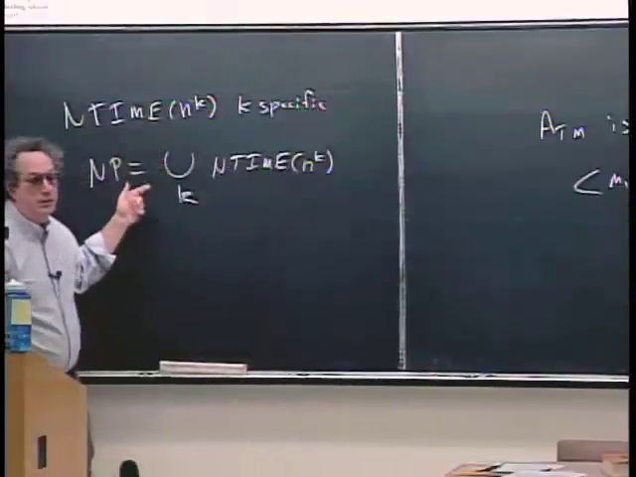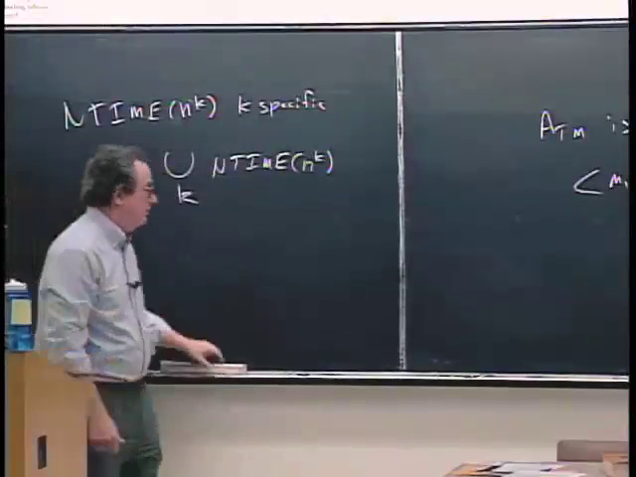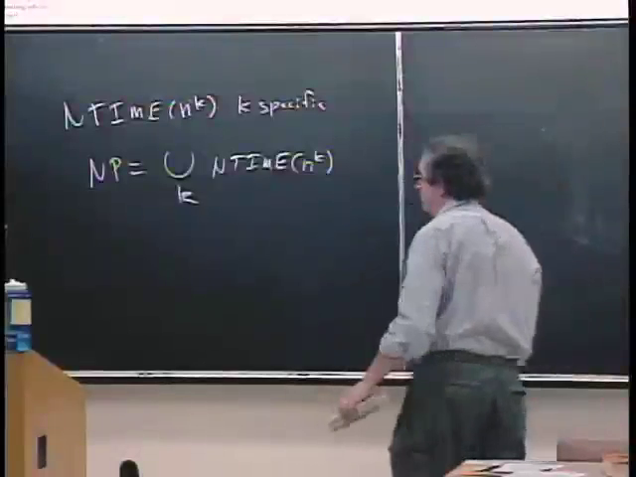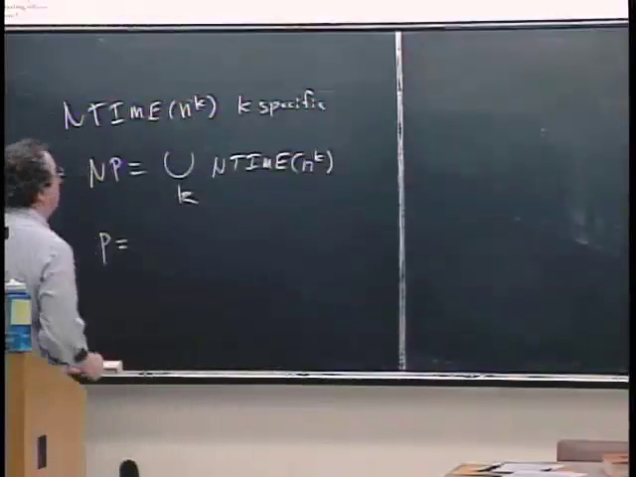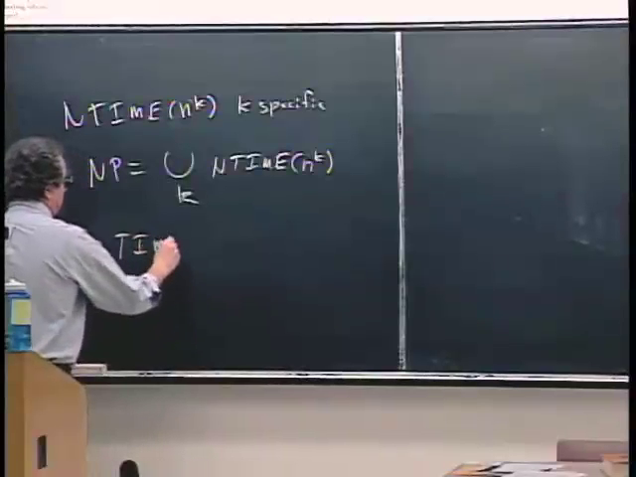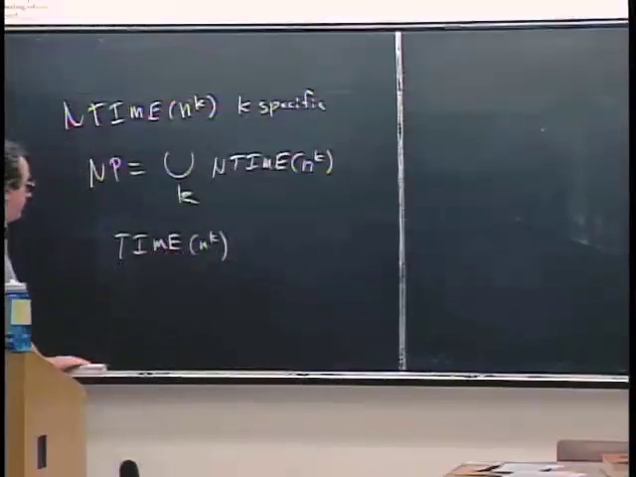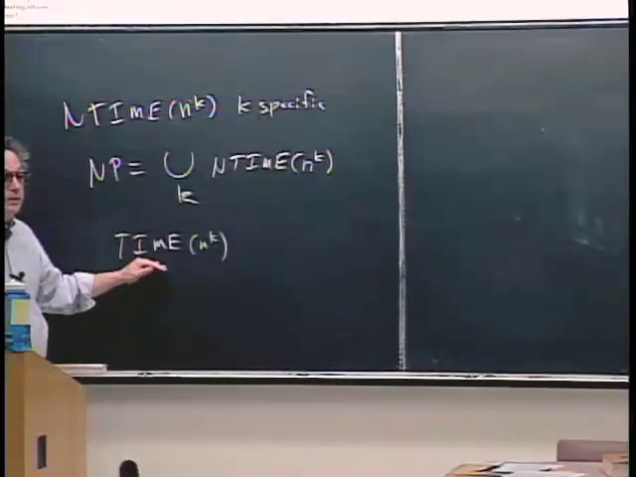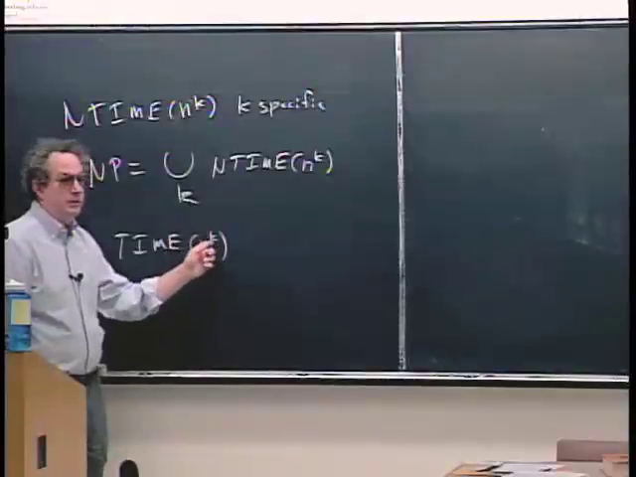All right, any questions about that? I know this is fairly abstract, but we did this last time and in some detail. All right, and we also defined P, of course, earlier. P is equal to, we had defined time n to the k, that's polynomial deterministic time. So this is a set of languages. This is the set of languages that can be decided by a deterministic Turing machine whose running time is bounded by n to the k.